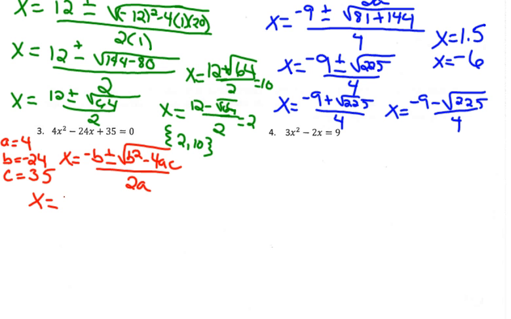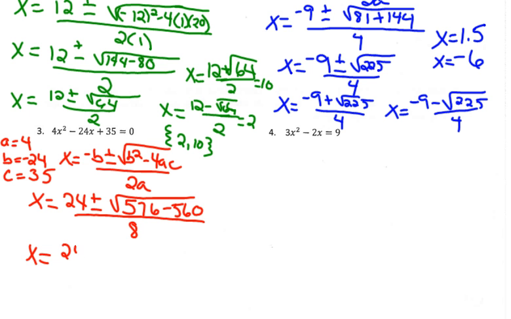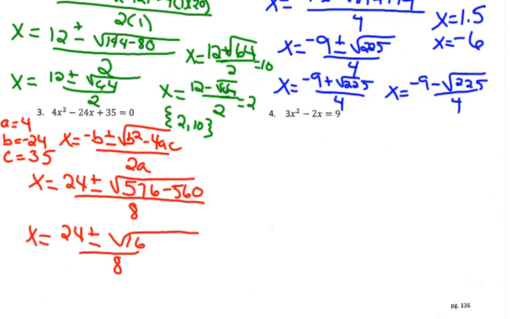So negative, that's negative of a negative, so that's 24. And again, just to save some space, I'm going to try to do some of this on my calculator. So that's 576. Let's see, negative 4 times 35 is going to give me minus 560, all over 8. So 24 plus or minus the square root of 16. Well, that one's kind of nice. All over 8. Square root of 16 I know is 4.